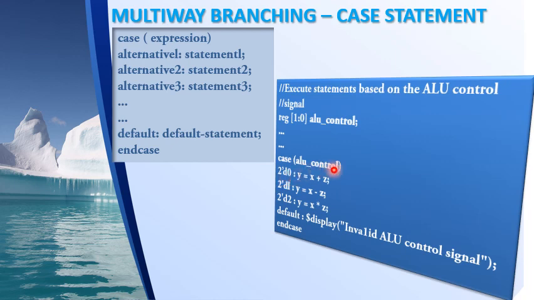If ALU control is equal to 0, then y equals x plus z. This colon is essential. Else if ALU control is equal to 1, then y equals x minus z. If it is equal to 2, y equals x times z. And if it is not equal to any of these, then it will come to the default block, where I display the message saying invalid ALU control signal. Finally, endcase.